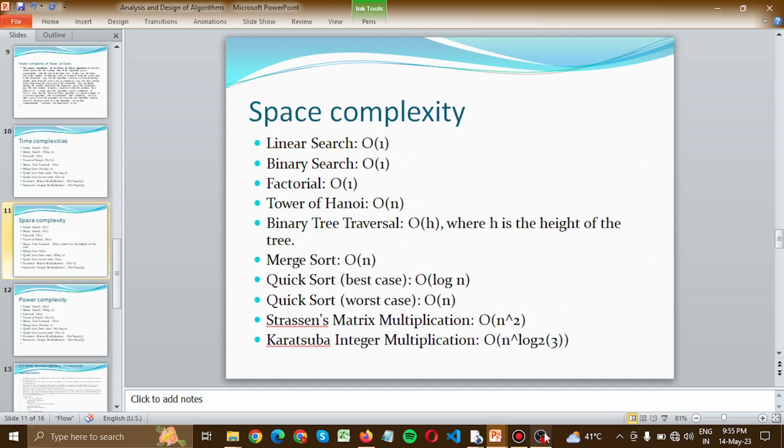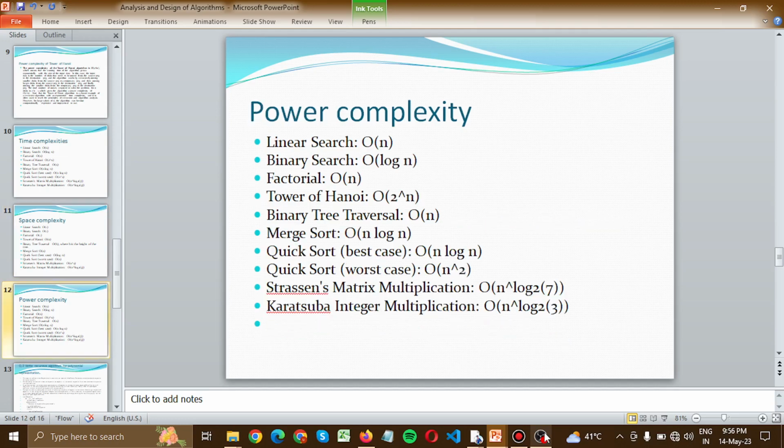Now the space complexity of these algorithms: linear search equals O(1), binary search equals O(1), factorial is O(1), Tower of Hanoi is O(n), and so on. Now the time complexities of these algorithms: linear search is equal to O(n), binary search is equal to O(log n), factorial O(n), and so on.